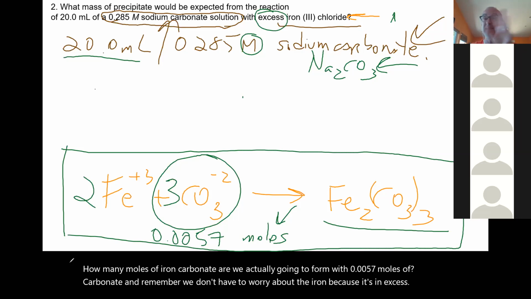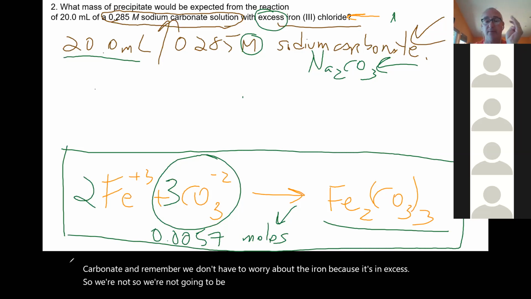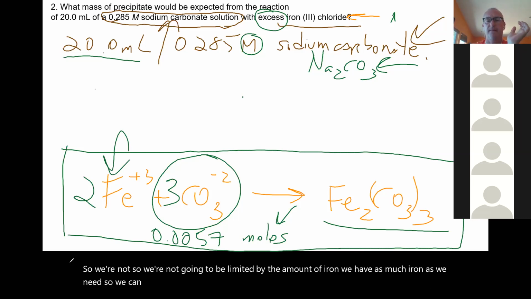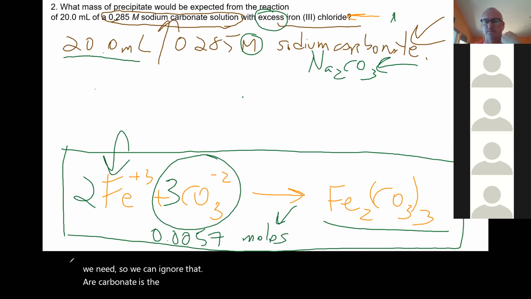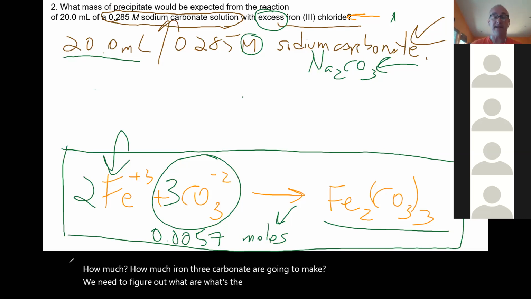Now remember, we don't have to worry about the iron because it's in excess. So we're not going to be limited by the amount of iron. We have as much iron as we need, so we can ignore that. Our carbonate is the limiting reactant. So how much iron 3 carbonate are we going to make? Well, we need to figure out what's the ratio.